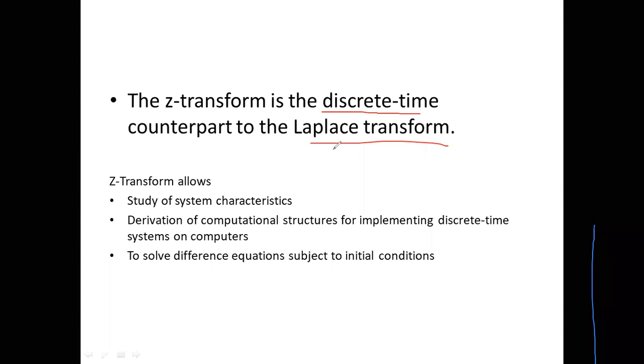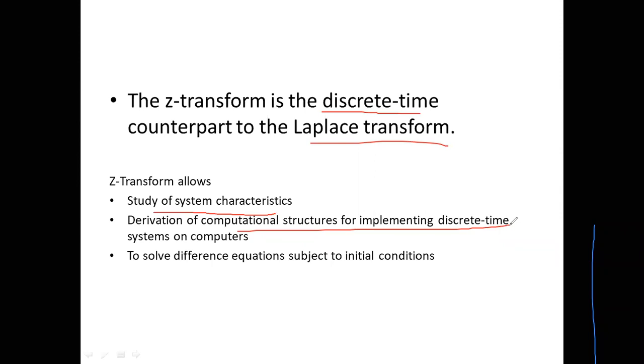So what can we do with the Z transform? We can study the system characteristics. Looking at the Z transform of any given system, we can predict whether the system is stable or causal. Those things can be predicted using the Z transform. Then we can derive the computational structures.